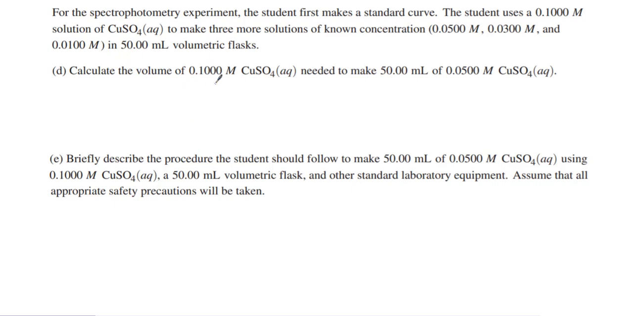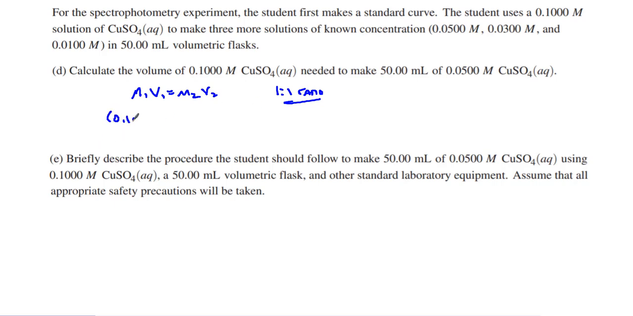And it says calculate the volume of 0.1000 molar copper sulfate needed to make 50.00 mL of 0.0500 molar copper sulfate. Now, we can use M1V1 equals M2V2 because it is a 1-to-1 ratio. Keep in mind, if it's not a 1-to-1 ratio, you can't use M1V1 equals M2V2, but here the moles are equal to the moles, a 1-to-1 molar ratio, so we can use it.